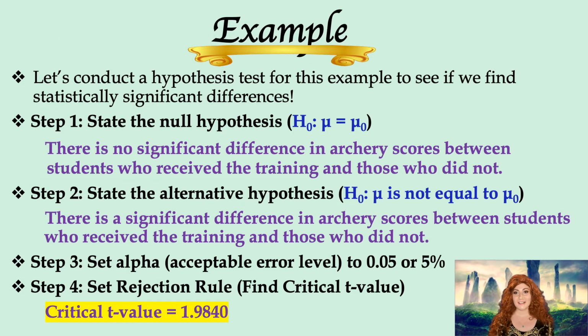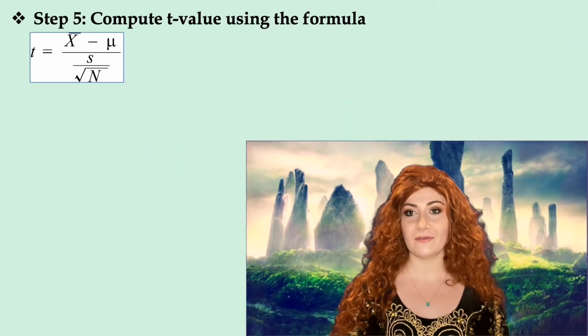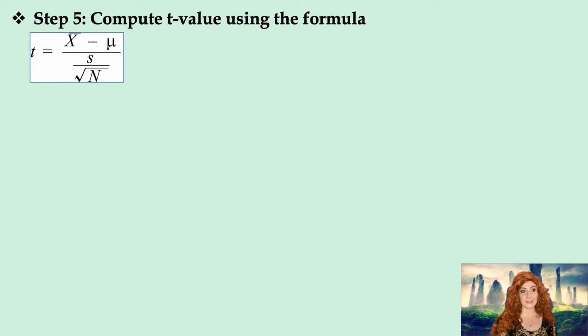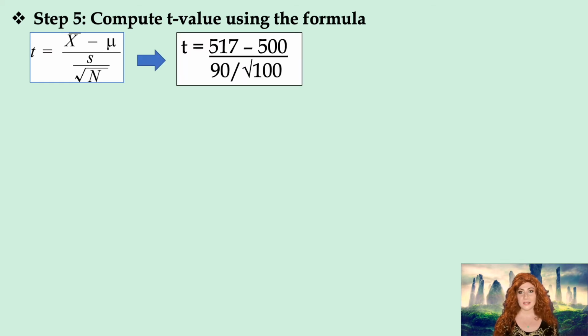So just as a reminder, we have just completed step 4, where we found the critical value of t. Step 5 is now to compute t. So again, the formula for computing t is the sample mean minus the population mean divided by standard error. If you remember, the sample mean was 517, the population mean was 500, standard deviation was 90, and n was 100. So we're going to do 517 minus 500 divided by standard deviation 90 divided by square root of n.